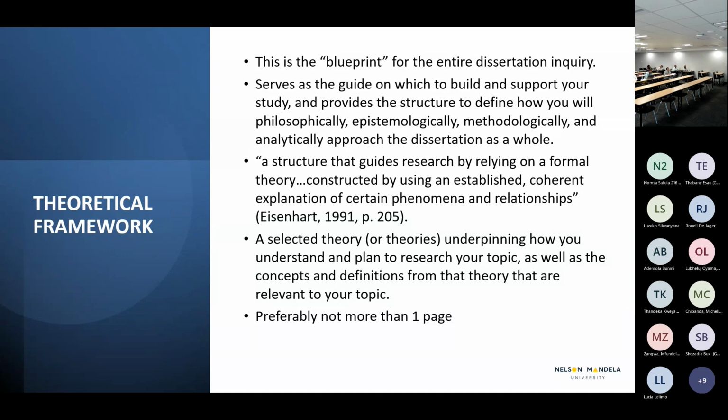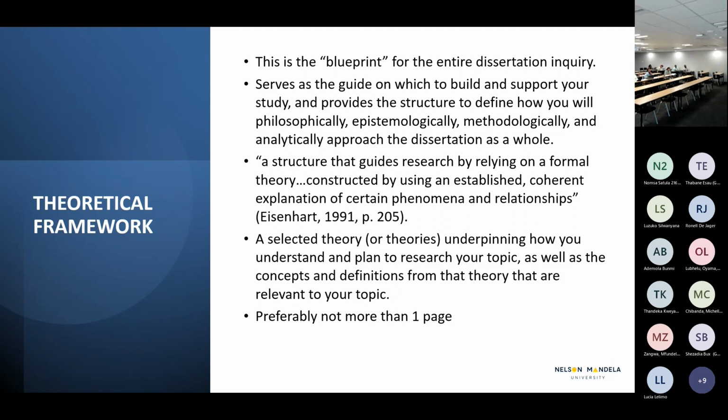So it's a blueprint for the entire dissertation inquiry. It's going to guide your inquiry, this theory. It serves as the guide on which to build and support your study, and provides the structure to define how you will philosophically, epistemologically, methodologically, and analytically approach the dissertation as a whole.